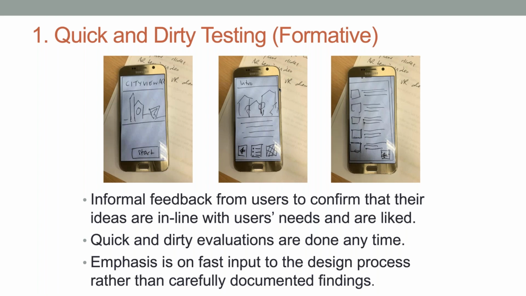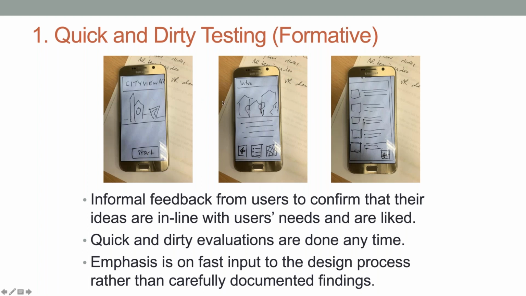And so you can do this anytime once you've got some sketches on paper. So this is, for example, the sketches that we had for the CityView AR application. And this was really only a few days after we started thinking about the application. We just quickly sketched stuff on paper, viewed it on a mobile phone, and got some feedback. So the emphasis really for quick and dirty is fast input into the design process.